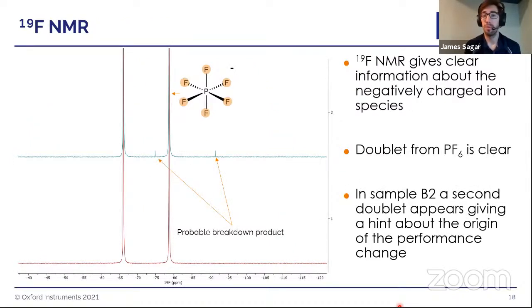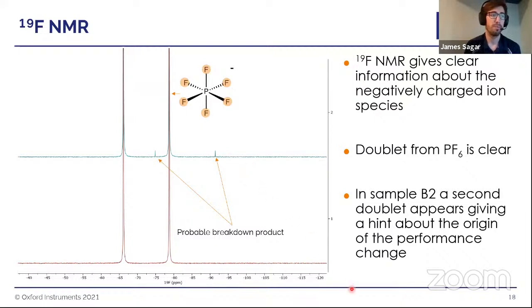So we go to fluorine NMR, the second most sensitive NMR nucleus. And immediately, the issue becomes obvious. Between the 2 samples, the bottom sample and the top sample, we see that we have a doublet here that corresponds to the splitting of these 6 equivalent fluorines by the phosphorus in this molecule. But in this top spectrum, we also have a second doublet.